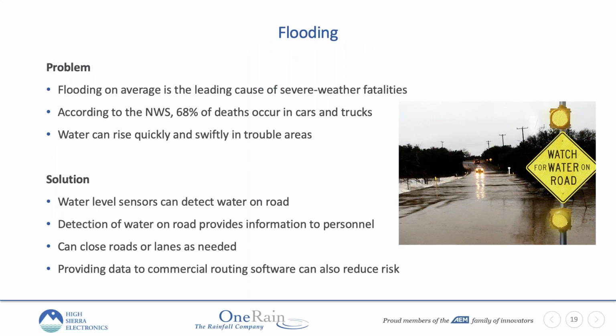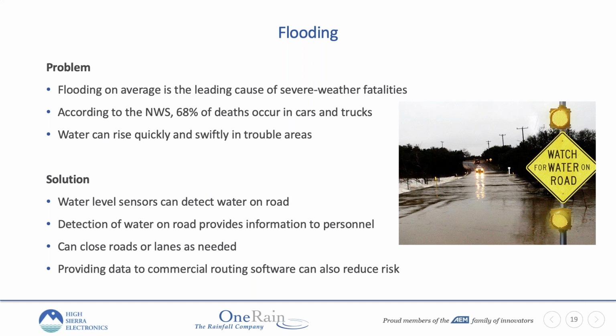So, as I mentioned, on average, 68% of deaths occur in cars and trucks from water. And so what we can do is attach water level sensors at areas where we have known issues. So it could be low water crossings, like the picture shown here, where we're not able to build infrastructure yet, like a bridge, to help reduce water flowing on roads. Or it can be even just nuisance flooding, right? That shuts down roads where it isn't swift water.